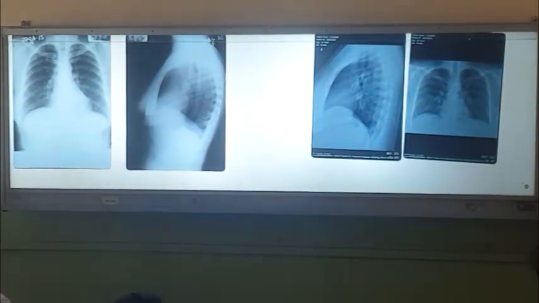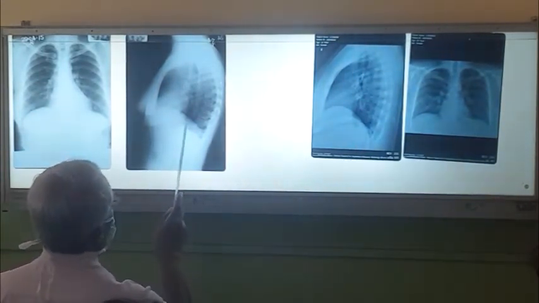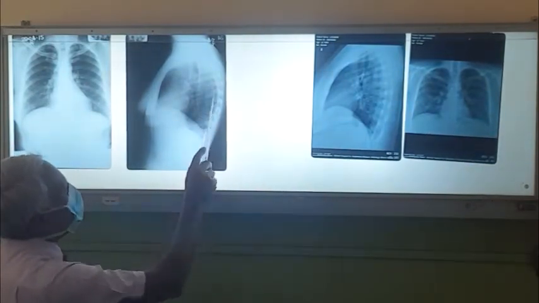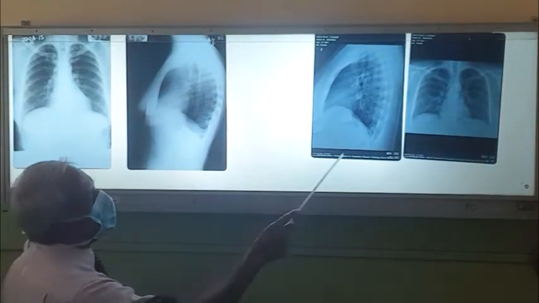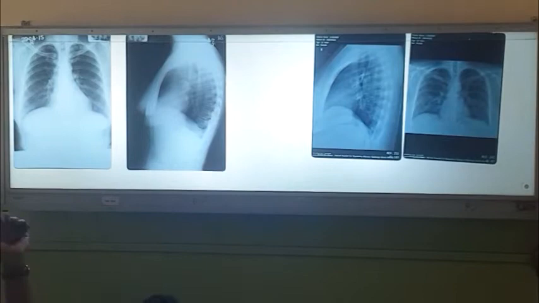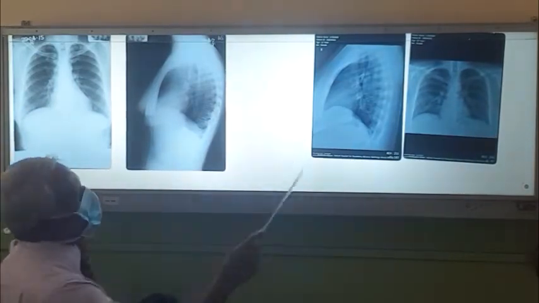Then when it comes to the lateral film, now in the lateral film you can see two thoracic cages, right? Here you can see two thoracic cages. Have you noticed these things in the X-rays, right? So these are two thoracic cages.